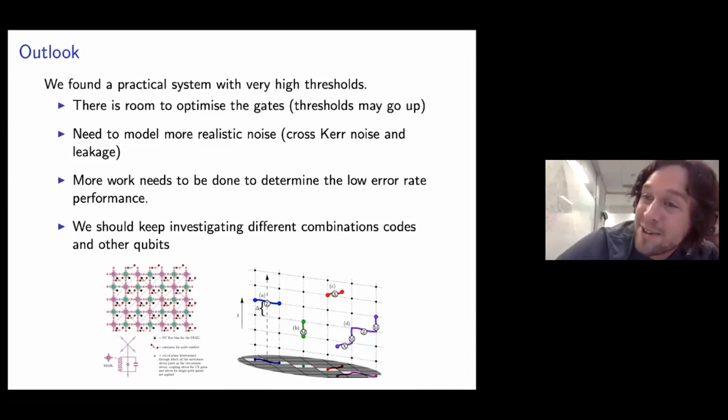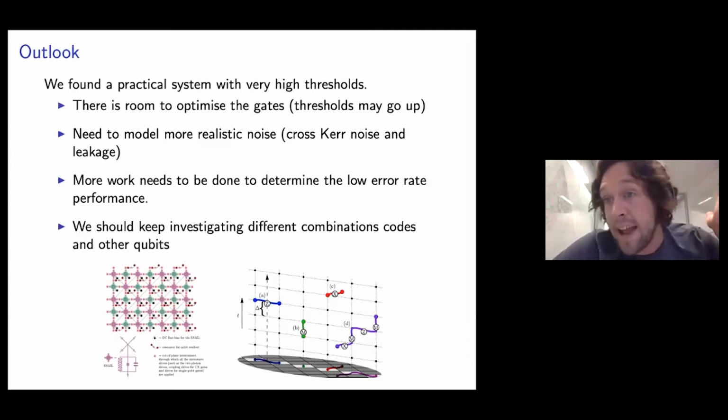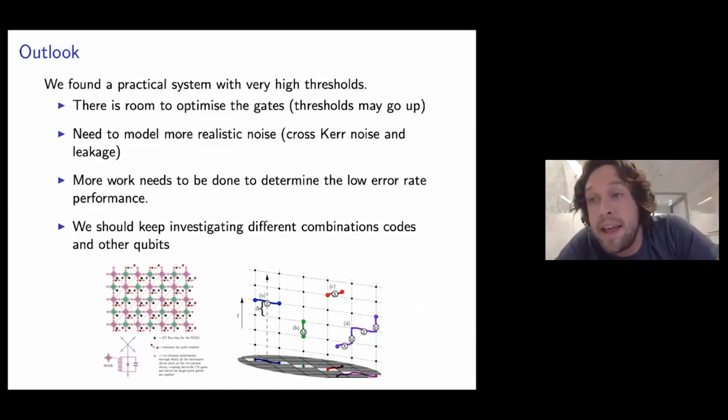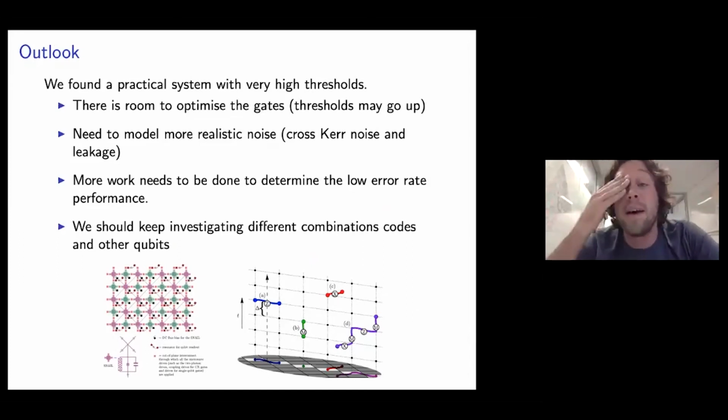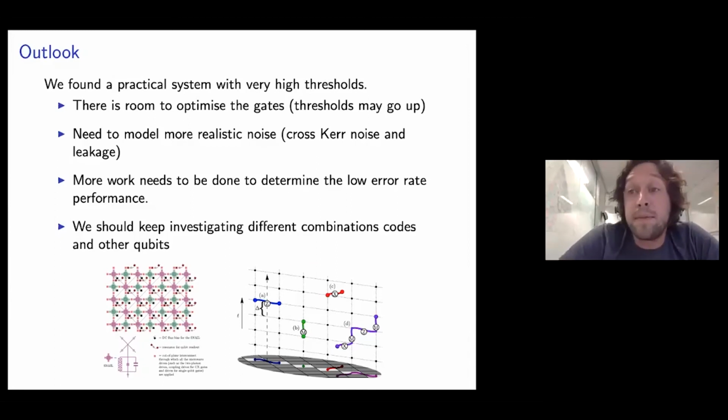We found good thresholds with these Kerr-cat qubits, where we concatenate the Kerr-cat qubit with the XZZX code. These thresholds, there's room to optimize them. We can improve the gates we use by choosing better pulse sequences to realize those gates, and we expect we'll bring the threshold up quite a lot.